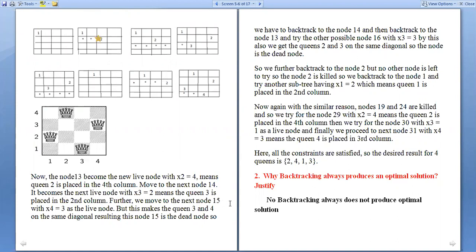Further we move to the next node 15, with x4 equal to 3 as the live node. But this makes the queen 3 and 4 on the same diagonal, resulting in this node 15 being a dead node. So we have to backtrack to the node 14. So finally, if you continue the process, each and every time when you reach a dead node, you move back and apply backtracking, trying for an alternative path. Since this path is not promising, not reaching the goal node, you can try for an alternative one.